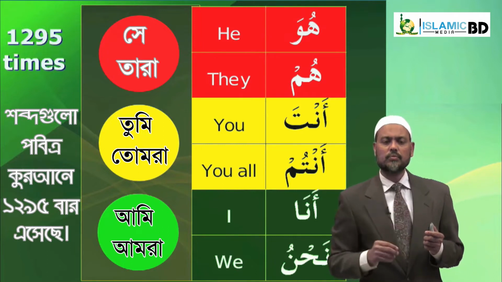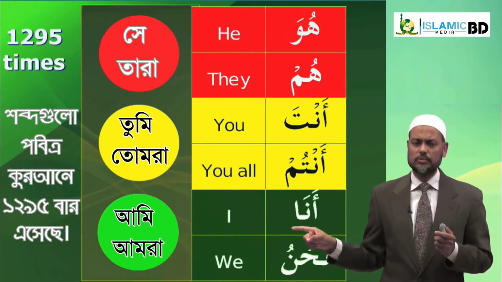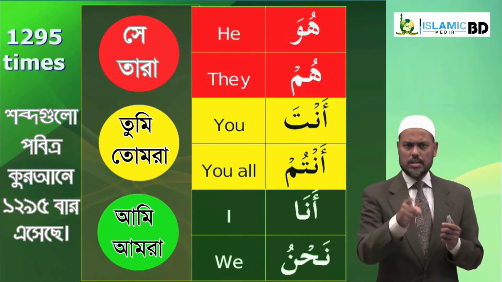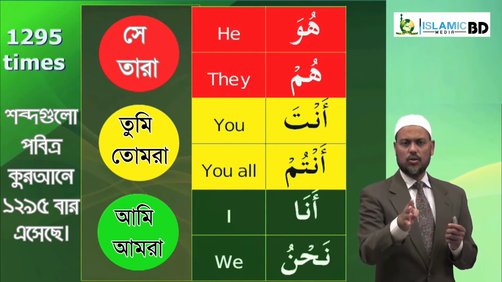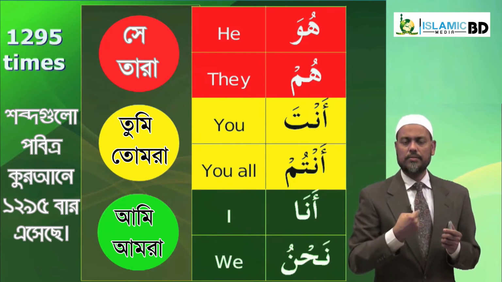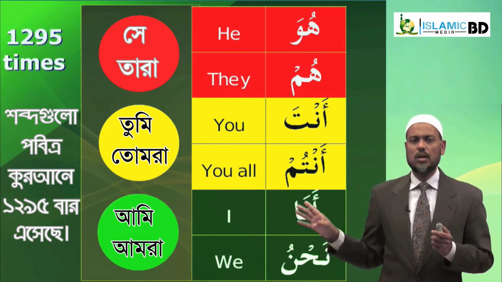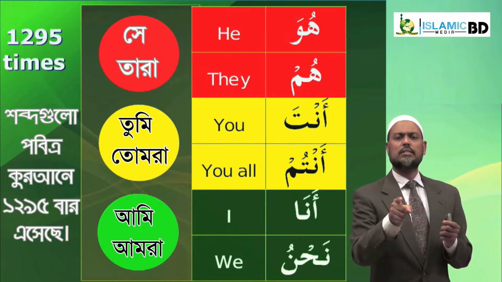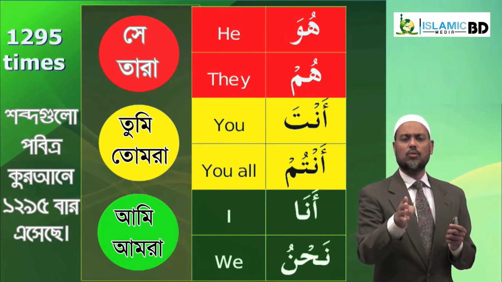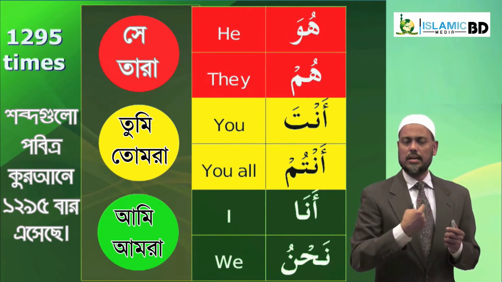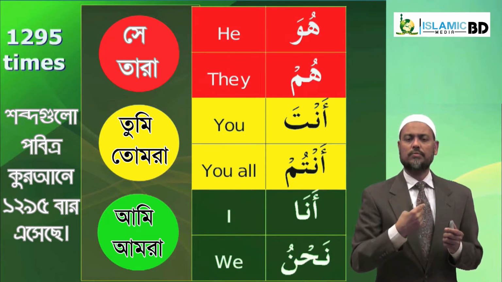Nahnu, we. 2 more times. Huwa, he. Hum, they. Anta, you. Antum, you all. Ana, I. Nahnu, we. Huwa, he. Hum, they. Anta, you. Antum, you all. Ana, I. Nahnu, we.